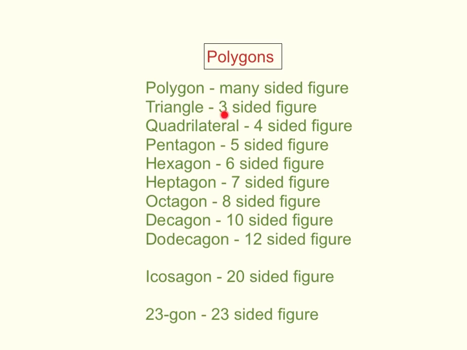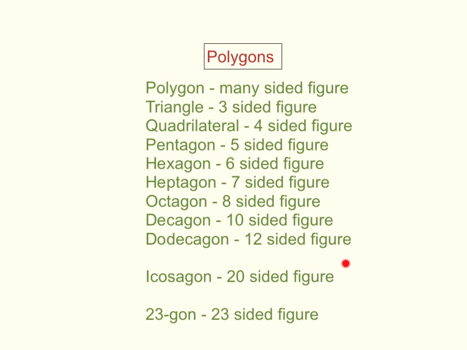And we've already talked about the triangle. Of course, the triangle is that three-sided figure that you're all very familiar with. Quadrilaterals are the four-sided figures. Pentagons are five-sided figures. Hexagons are six-sided figures. Heptagons are seven-sided figures. Octagons are eight-sided figures. Decagons are 10-sided figures. Dodecagons are 12-sided figures. And of course, there is a name for the nine-sided figure and for the 11-sided figure.